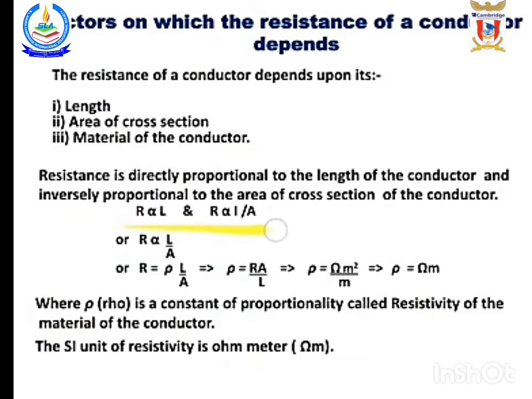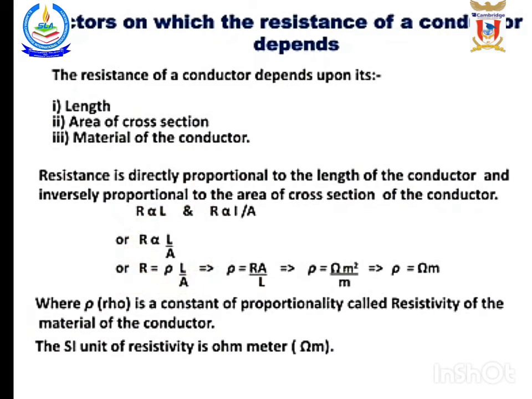So this is the mathematical form. Resistance is directly proportional to length and inversely proportional to area. That means R is directly proportional to L and R is proportional to 1 by A, where 1 by A means inversely proportional. If we combine these two, we get R is directly proportional to L by A.